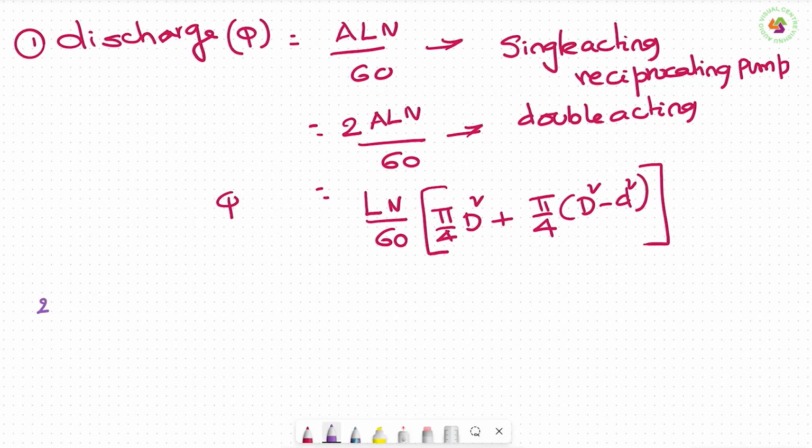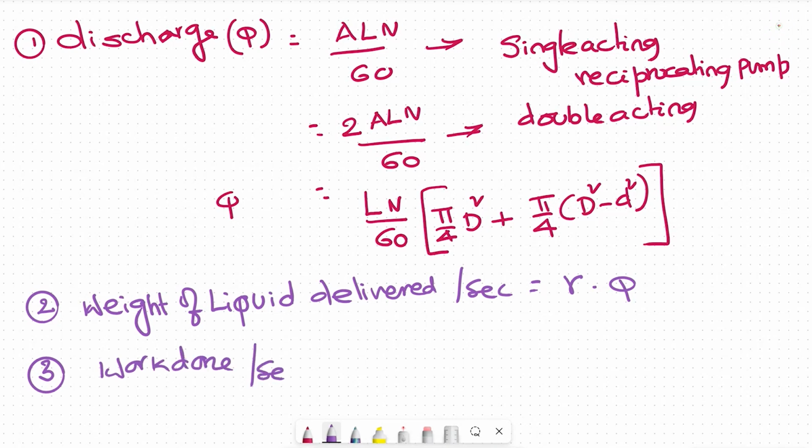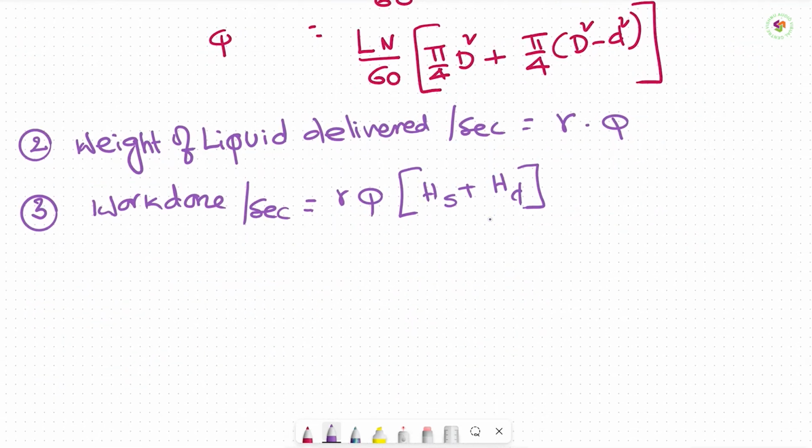The second equation, after discharge, is the weight of liquid delivered per second. It is nothing but gamma, the specific weight, into Q. And third is work done per second. The work done per second is nothing but gamma Q into the total height, HS plus HD, where HS is the suction height and HD is the delivery height.